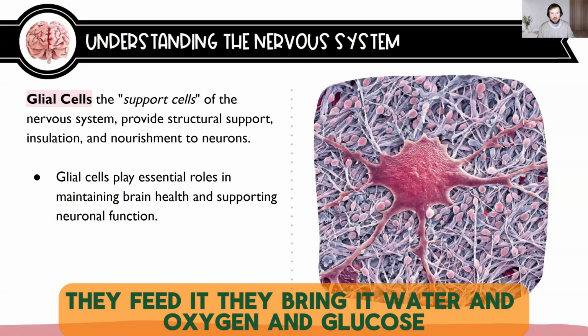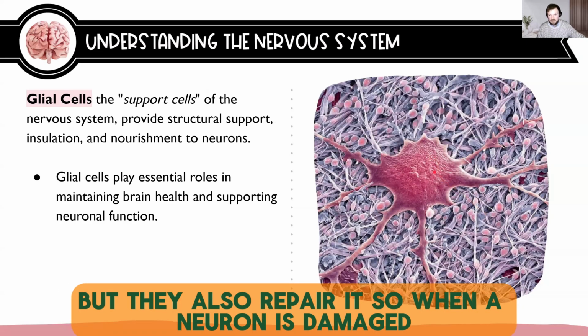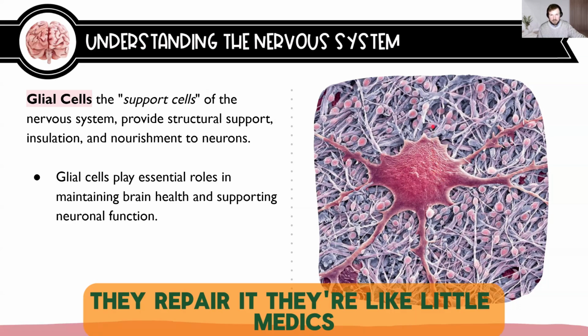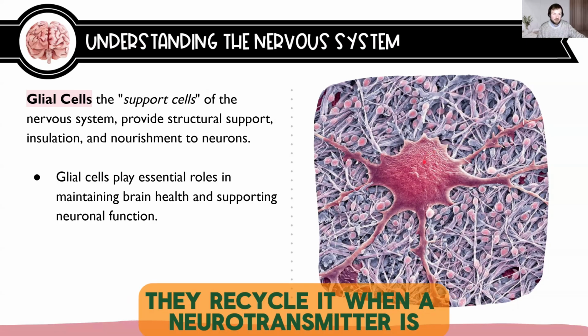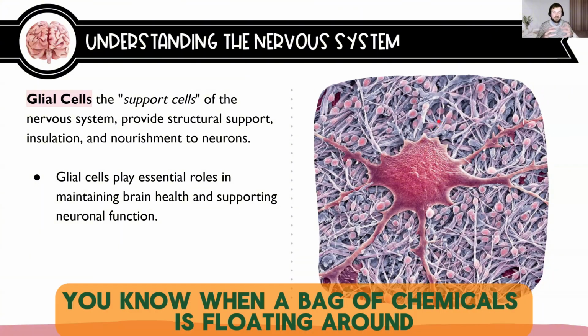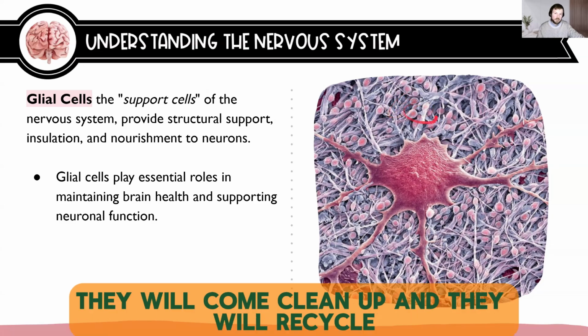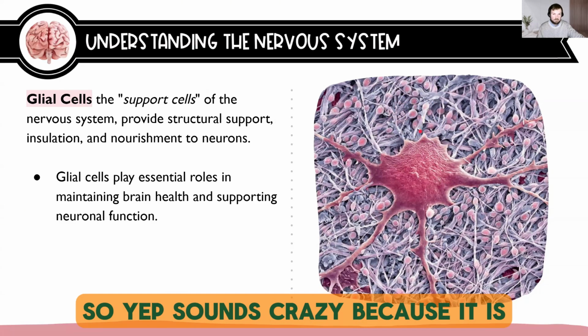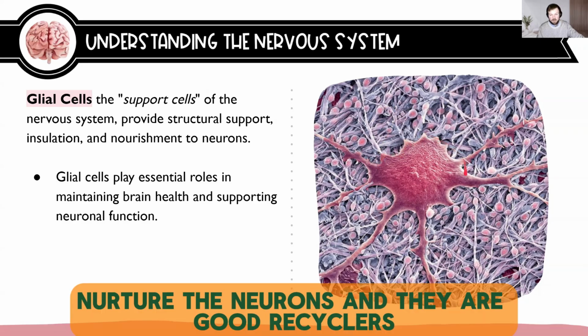They feed it, they bring it water and oxygen and glucose, but they also repair it. So when a neuron is damaged, they repair it. They're like little medics. They're like white blood cells. When a neuron is dead, they recycle it. When a bag of chemicals is floating around and it's kind of dying or rotting, they will come clean up and they will recycle. So, yep, sounds crazy because it is. These little things, glial cells, fix, repair, feed, nurture the neurons, and they are good recyclers.